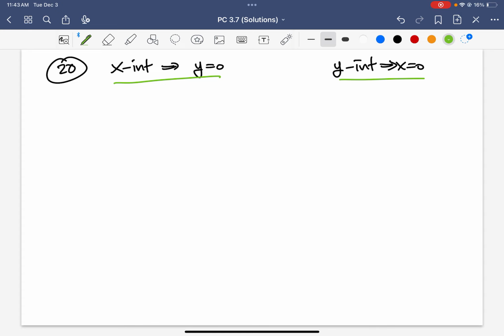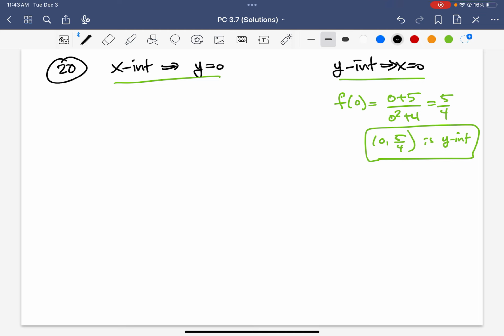Well, let's do the easy one first. So the y-intercept is where x equals 0. For number 20, that means I simply plug in 0, and I get 0 plus 5 over 0 squared plus 4, or 5/4. So that means that the point (0, 5/4) is a y-intercept, right?